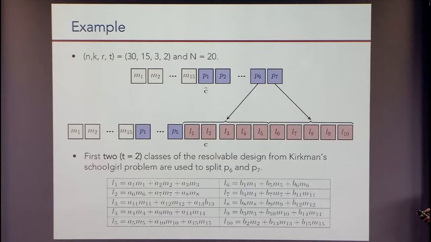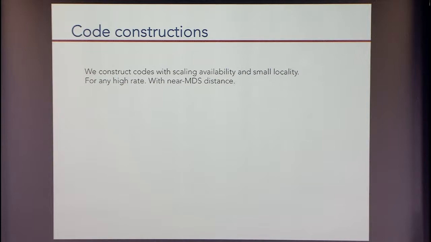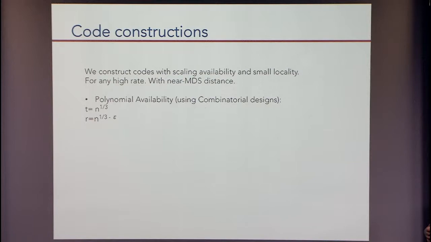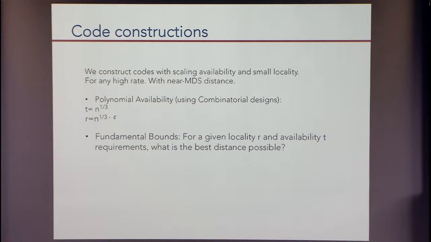Okay. Using these designs, we are able to get polynomial availability. Specifically, we can support n to the 1/3 concurrent reads of one symbol, and the size of each group is almost n to the 1/3. This builds on specific combinatorial designs that we leverage to create the codes. These are resolvable, so we can generate them explicitly using the pyramid code splitting idea. This is the best construction we have. You can see this is pretty good, because you can support n to the 1/3 parallel reads of any one symbol. It's quite surprising. And the fundamental bound is, of course, for a given locality and availability, what is the best distance possible? Our bound is tight sometimes, but most of the time it's really way off.